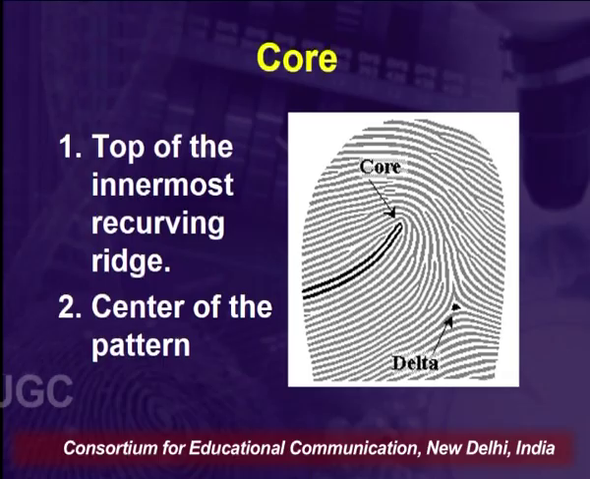Core is the top of the innermost recurving ridge, and the center of the pattern is known as the core. Between the core and the delta, we look at how many ridges are present. That is also one of the points we look for when we match fingerprints. The type lines come from one side and go out from the other side; these are the diverging ridges that go above and below the loop. Delta is the point of divergence of the type lines.